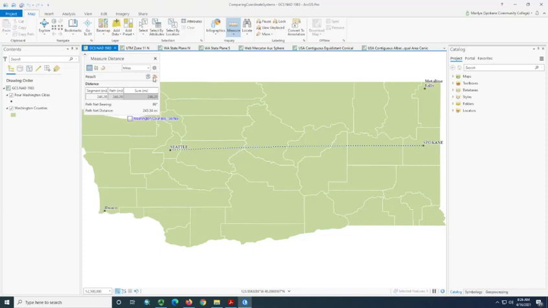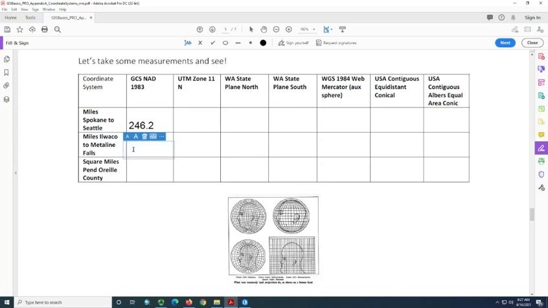So we'll clear that measurement. And then we'll click on Ilwaco, and we'll double click right on Medellin Falls. Looks like 358.12. We also get the bearing. Ooh, we should write that down too, 58 degrees, because I wonder how much that shifts with the different projections. So the bearing is 58 degrees and the distance is 358.12. So 358.12 miles and 58.